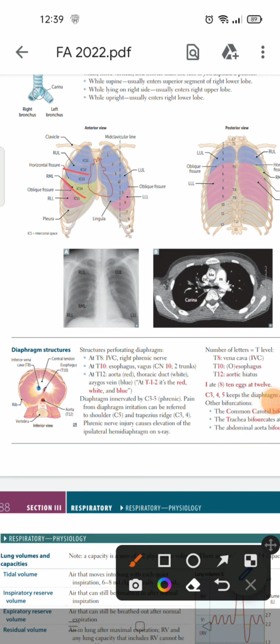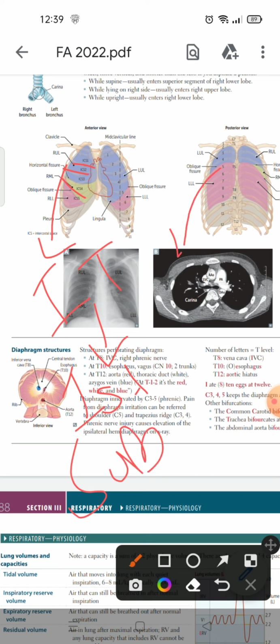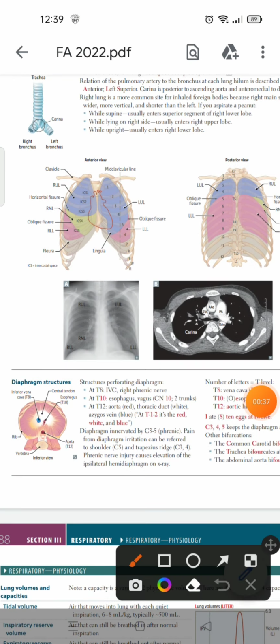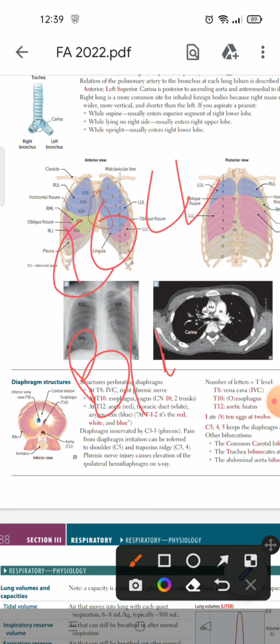Anteriorly, the intercostal arteries are contributed from the internal thoracic artery, which is a branch of the first part of the subclavian artery. Second thing, posteriorly, the intercostal arteries are contributed from the thoracic aorta. So intercostal arteries provide potential collateral circulation between the subclavian and thoracic arteries.